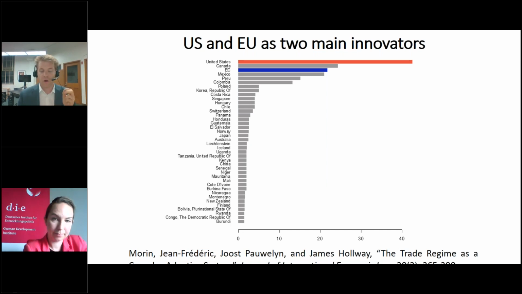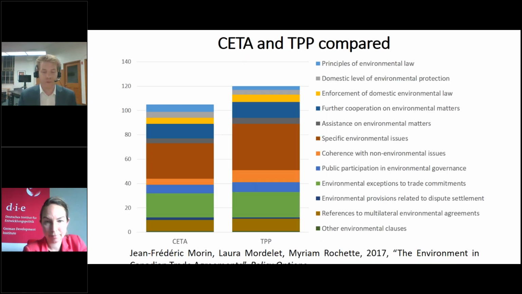Several EU agreements are quite innovative, especially the different Lomé agreements, which were quite interesting from an environmental point of view. But most of the recent agreements actually include very little innovative provision. Take the case of CETA, the agreement between the EU and Canada, or the TPP, the Trans-Pacific Partnership, now called the CPTPP. Those are among the greenest trade agreements ever concluded, measured by the number of environmental provisions in them.